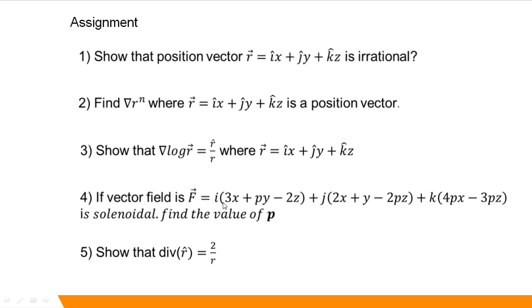And then this is another question: is the field solenoidal? By assuming divergence of f equal to 0, we have to find out the value of p, and then show that the divergence of r is 2 by r. So these I am giving as assignment questions.